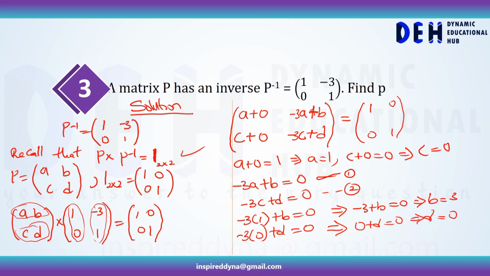So what will now be the matrix P? So P here, you open bracket here, A, B, C, D. What is A? A that we have solved. A is 1, so you have 1 here. What is B? 3. What is C? 0. What is D? 0. So this is the matrix. This is how to solve this question.